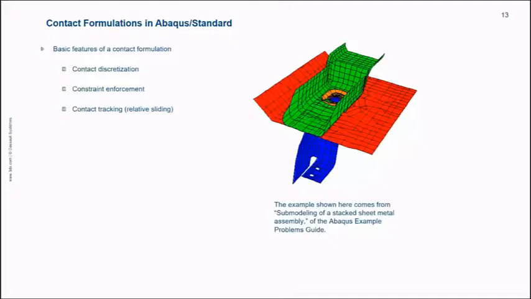One thing that goes into a lot of nonlinear simulations in Abaqus standard is contact. So let me talk about contact a little bit. And I want to talk about three basic features of the contact in Abaqus standard. There's the idea of contact discretization, constraint enforcement, and contact tracking. So what we see here in this picture is an example of a shell contact model. And I worked on this model many years ago when the Abaqus standard contact definitions were much cruder than they are today.